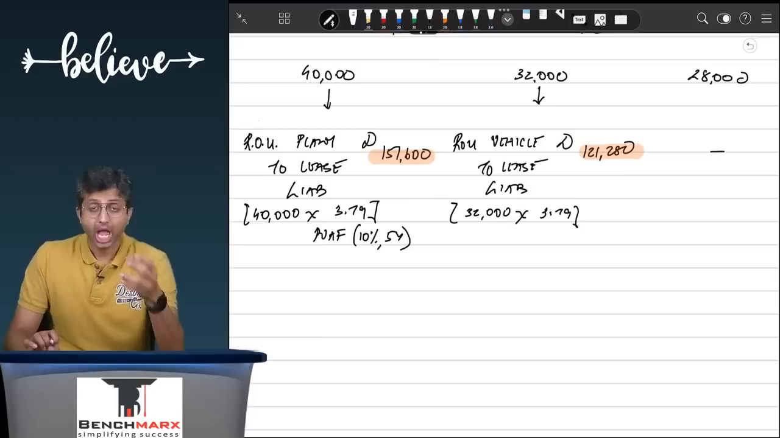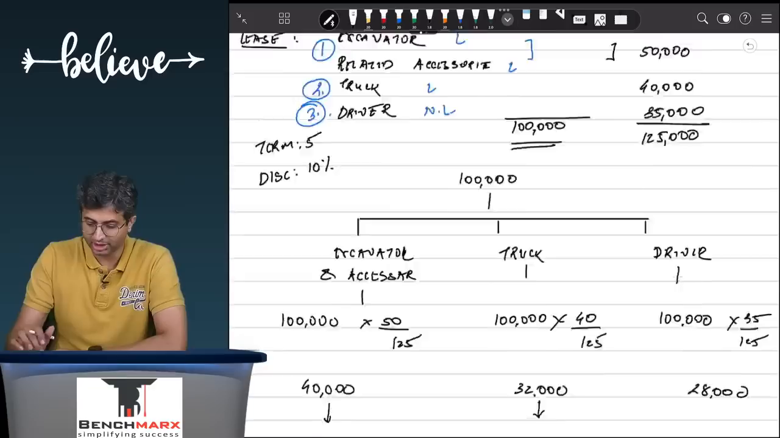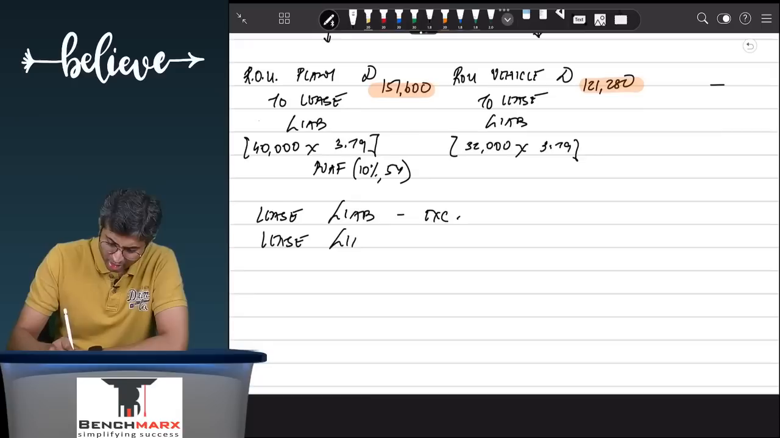Once that is done, you will show a payment. So, this is payment towards the lease liability. You will, at the end of the year, pay 1 lakh. So, 1 lakh is paid for what? We will say lease liability account debit. This is towards the excavator. Again, lease liability, this is towards the vehicle account debit. This is at year 1.